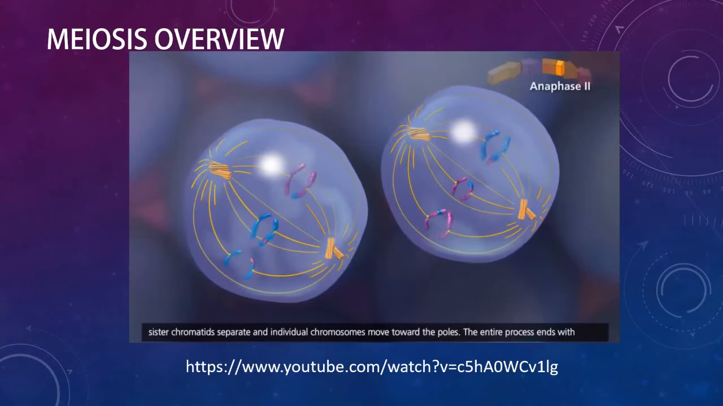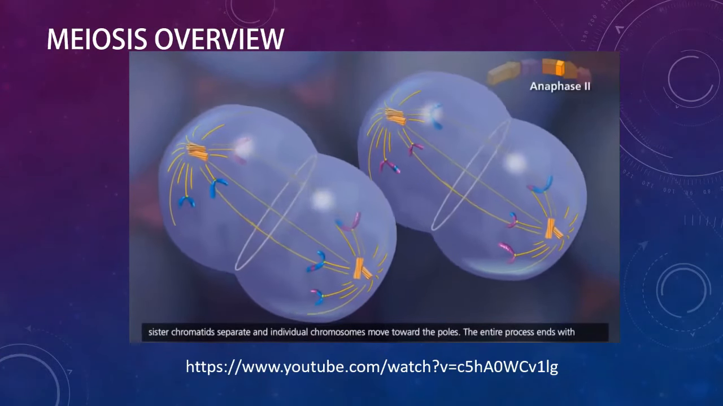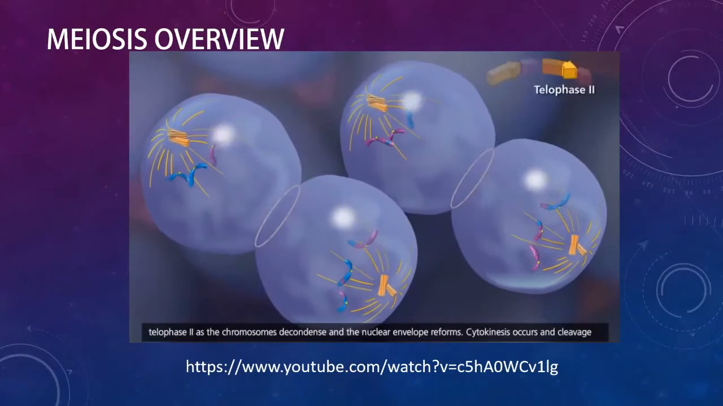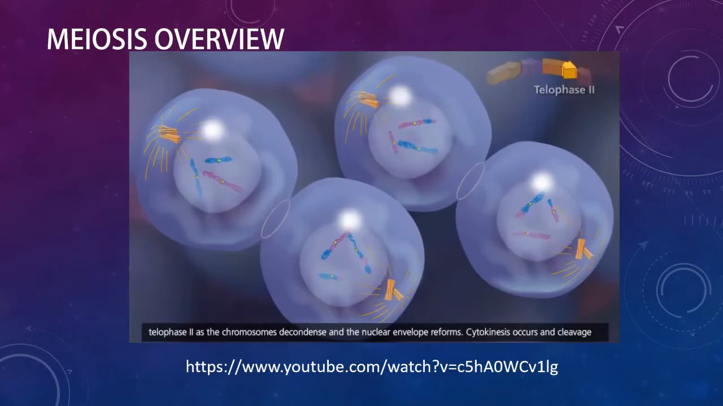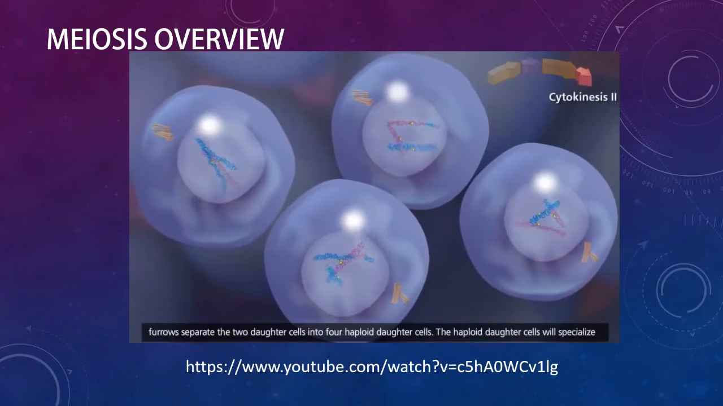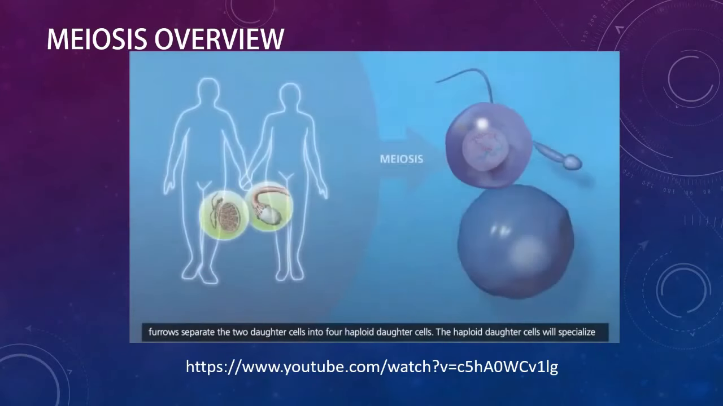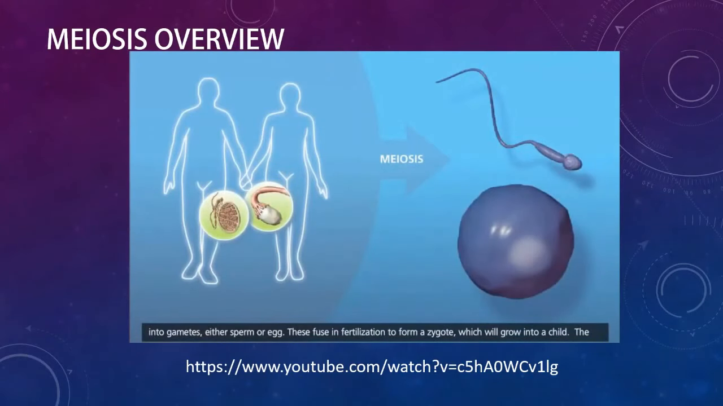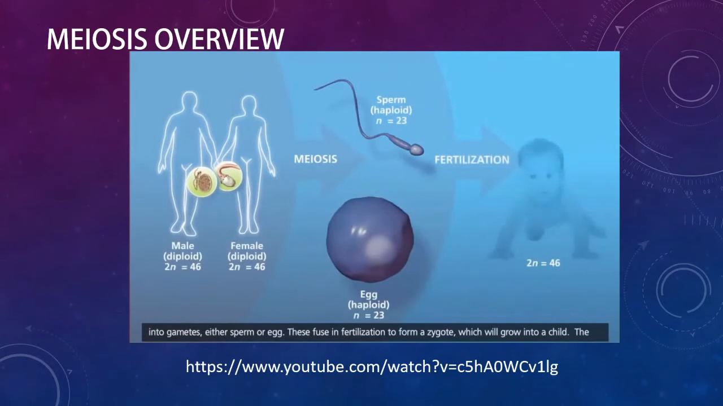During anaphase 2, sister chromatids separate and individual chromosomes move toward the poles. The entire process ends with telophase 2, as the chromosomes decondense and the nuclear envelope reforms. Cytokinesis occurs, and cleavage furrows separate the two daughter cells into 4 haploid daughter cells. The haploid daughter cells will specialize into gametes, either sperm or egg. These fuse in fertilization to form a zygote, which will grow into a child. The child receives half its chromosomes from its mother and half from its father.